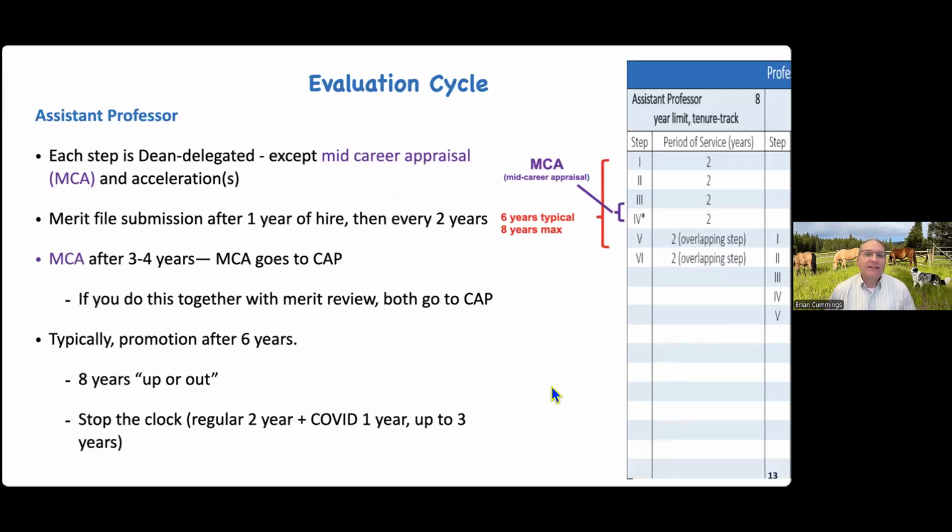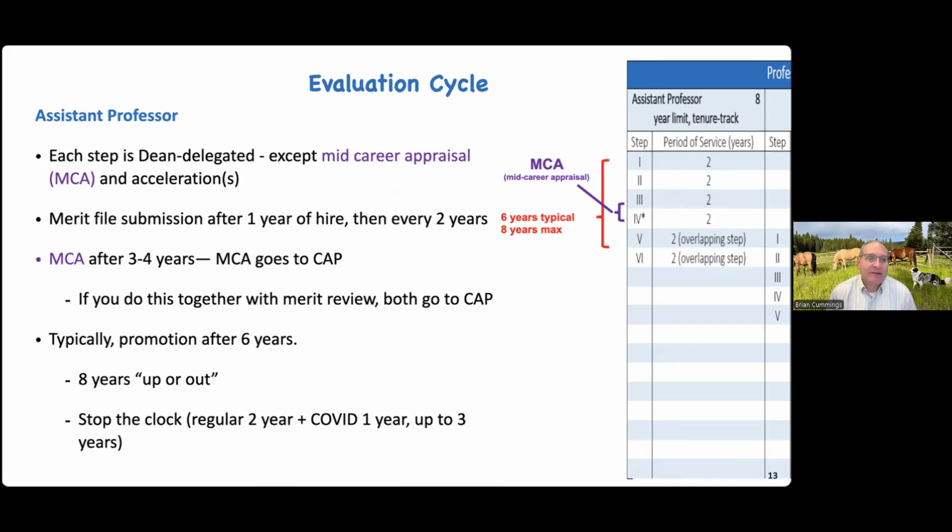All right, so what is the evaluation cycle? For an assistant professor, these steps are deemed delegated except for the mid-career appraisal, or if you're doing an acceleration. As you enter the academic ranks, let's say you're a step 1 or a step 2, every 2 years you're getting evaluated and going up for a merit increase. But when you're a step 3 or a step 4, your file is going to go for a mid-career appraisal. That mid-career appraisal is like a regular promotion file. It's not actually a promotion, but it's a pre-promotion review.